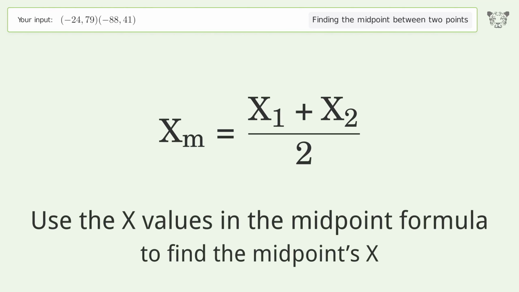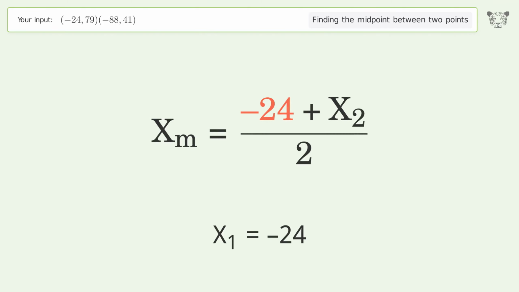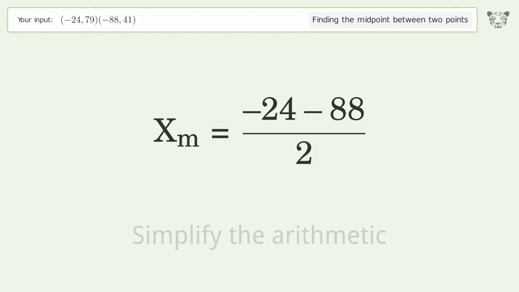Use the x values in the midpoint formula to find the midpoint's x. x1 equals negative 24. x2 equals negative 88. Simplify the arithmetic.